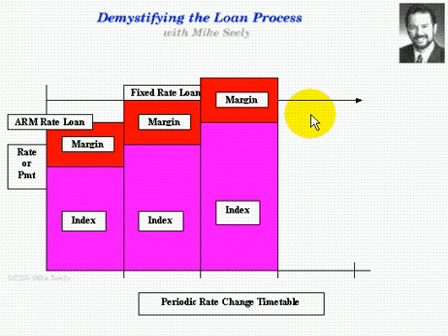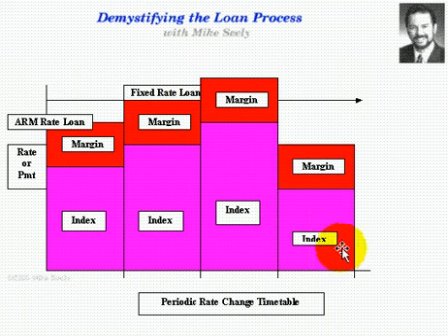Now, let's take a look at another possibility. The index can go down. There's nothing stopping it. So your total rate here could be even less than what you started out as, your original adjustable rate loan. So here, again, are the possibilities of an adjustable rate. It can go up, it can go down.